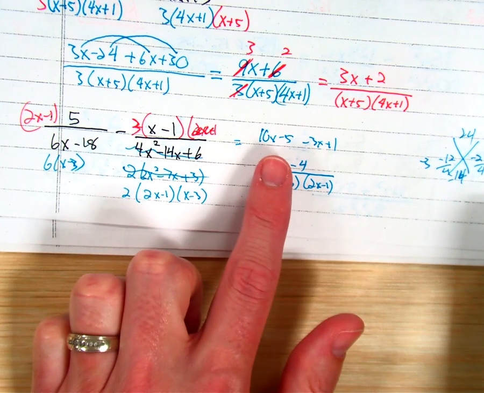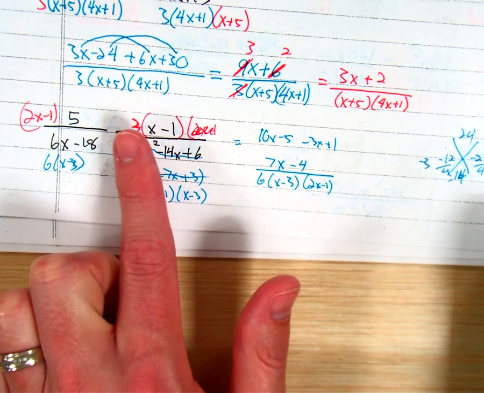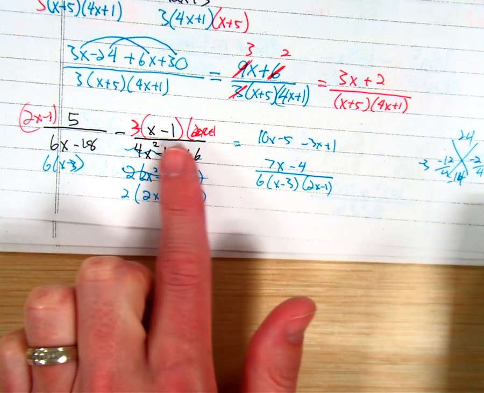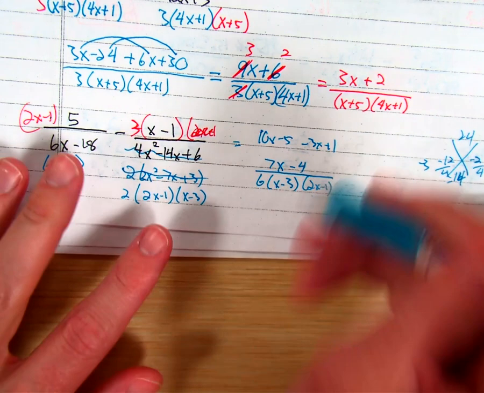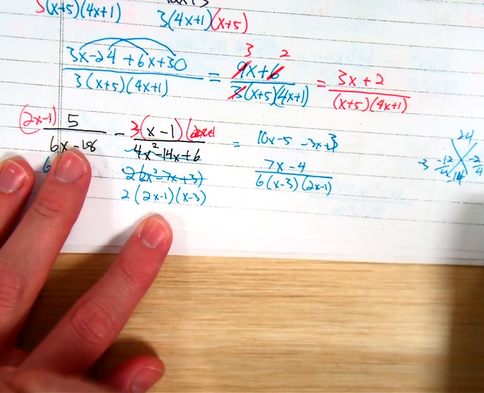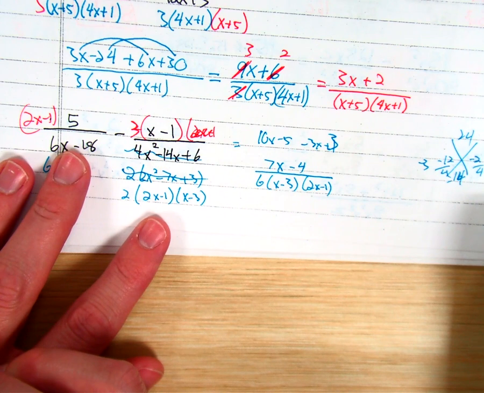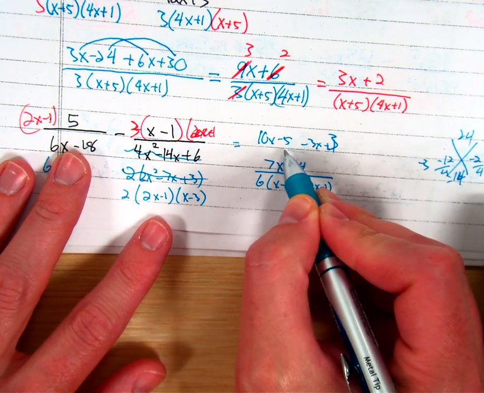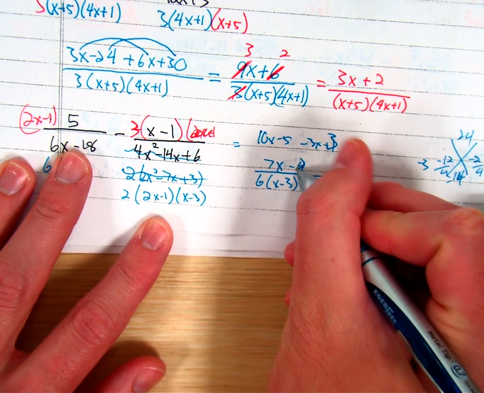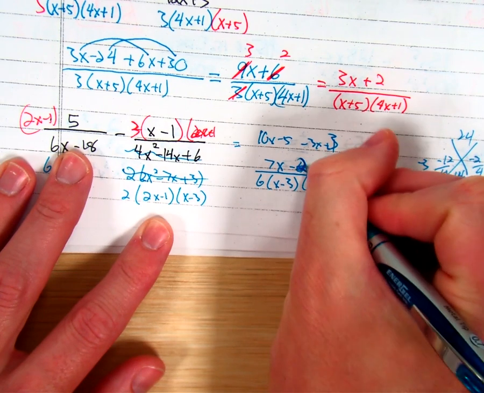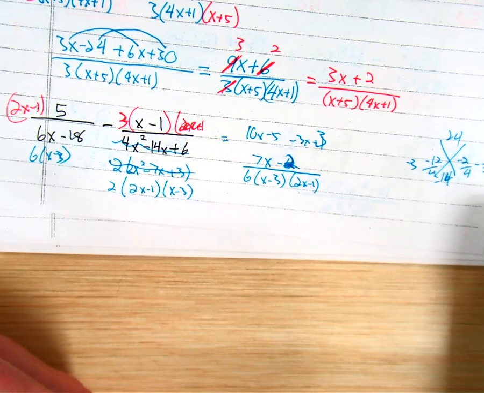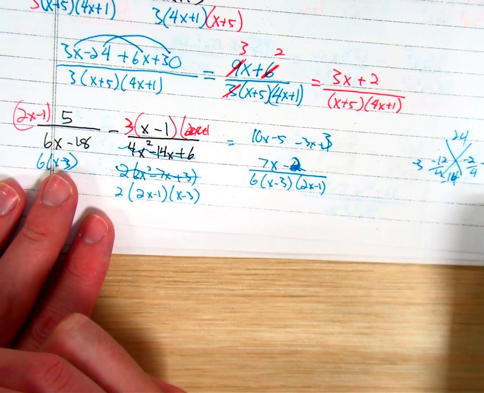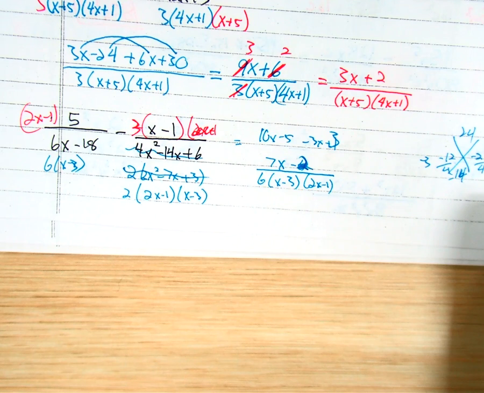So we'll have 10x minus 5, and make sure we take this negative with the 3. Negative 3x. Oh, I made a mistake. Negative 3x, that's going to be a plus 3. Plus 3. And then we'll have negative 5 plus 3 is going to be negative 2. And 7x. And I don't think that changes anything as far as this goes. All right. There we are, folks. Best of luck.